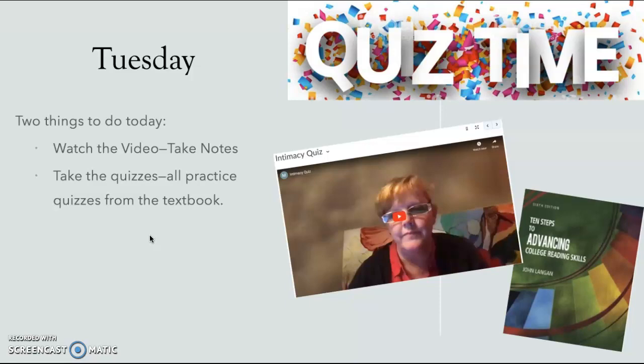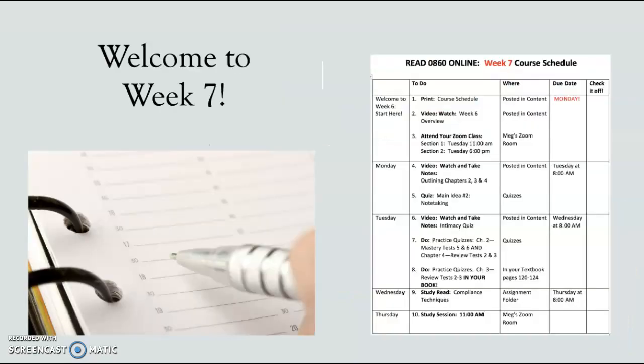So in chapter 2, you're going to be taking 2 mastery tests. So you're going to want to find those in your textbook, and then you're going to go to the quizzes on D2L and take those. Okay? Then in chapter 3, you are going to be doing chapter 3's review tests in your textbook. So as you noticed on your course schedule here, it says do practice quizzes, chapter 3, review tests 2 and 3 in your book. And it gives you the page numbers right here.